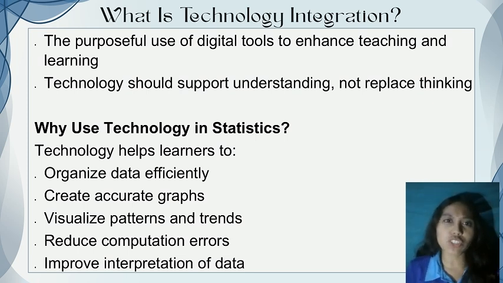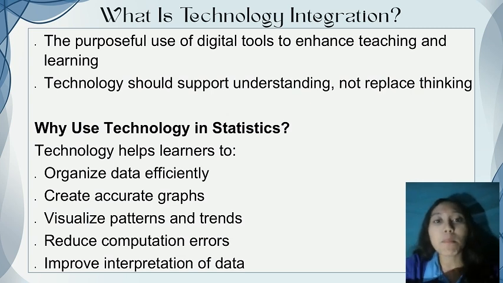So why use technology in statistics? Technology helps you organize data easily, create correct graphs, see patterns and trends, make fewer calculation mistakes, and also understand data better. Let's say, for an example, instead of just drawing a bar graph by hand, you can use a computer program to create a perfect graph quickly and easily. This helps you focus on understanding what the graph shows.